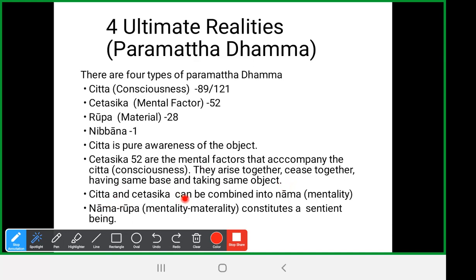So chitta and chittasika, we combine and call it nama, mentality. Nama means the mind, right? Rupa is the materiality. I will use the Pali words because they are easier to remember. So when nama-rupa, or mind and matter, mentality and materiality, constitute a sentient being. Regarding this pronunciation, last time a student told me it's sentient with one pronunciation, but I checked the dictionary, and it can be either way, depending on UK or US.